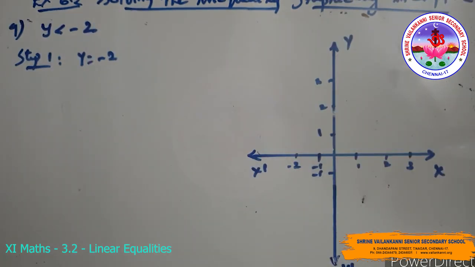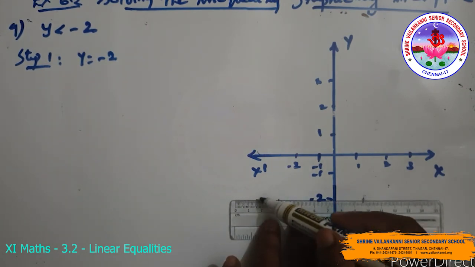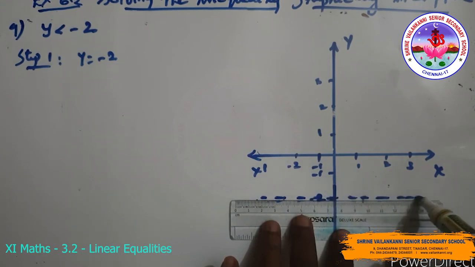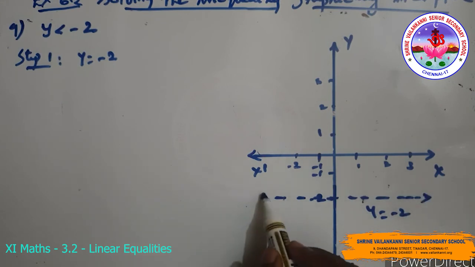Ninth question, y is less than minus 2. So I have to write this inequality as y equal to minus 2. If it is less than or greater than, we have to draw a line with dotted lines. Here it is y equal to minus 2, that is parallel to the x-axis. So draw a line which is parallel to the x-axis using dotted lines. So y equal to minus 2.